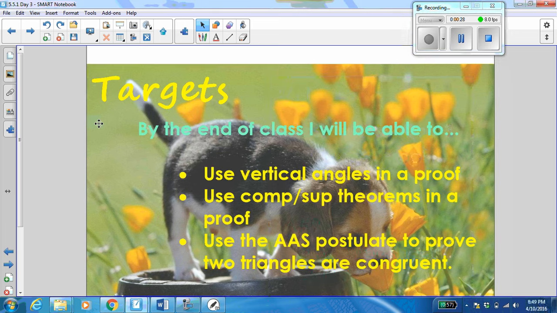So our objectives for today, by the end of class, you should be able to use vertical angles in a proof, use complementary and supplementary theorems in a proof, as well as use the angle side postulate to prove two triangles are congruent. So what we're doing today is we're taking the last two lessons, the vertical angles and the complementary supplementary theorems, and incorporating them into our triangle proof. So go ahead, let's get started on our notes.